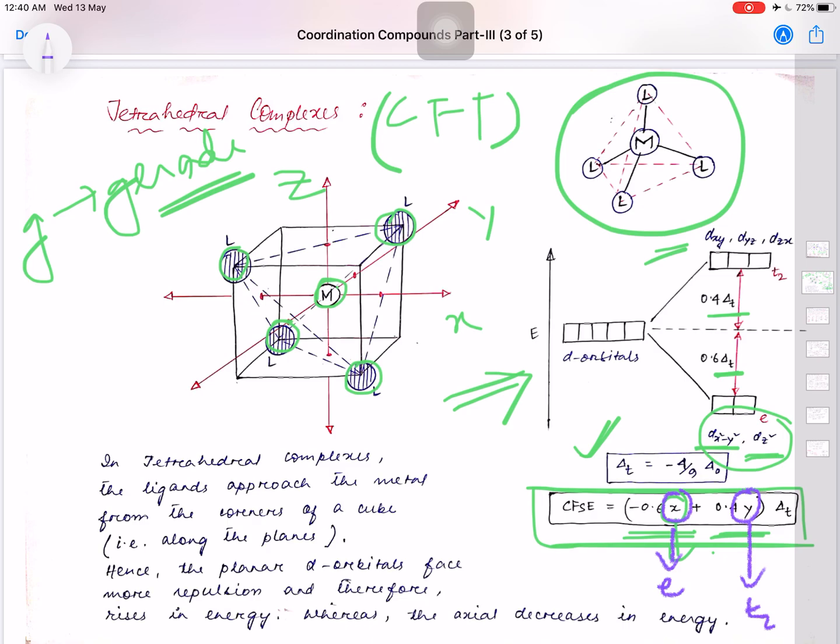So this is the reason why the d orbitals split in a complex. In a free atom we have 5 d orbitals, and they are degenerate, which means they have equal energy. But when a complex is formed, the d orbitals split into two energy levels, t2g and eg, and in tetrahedral complexes it will be t2 and e. Okay, so next.